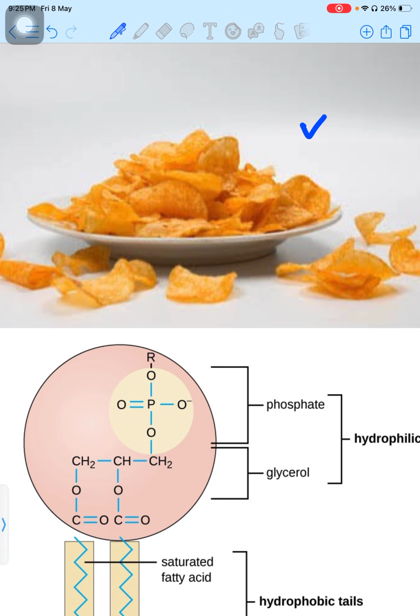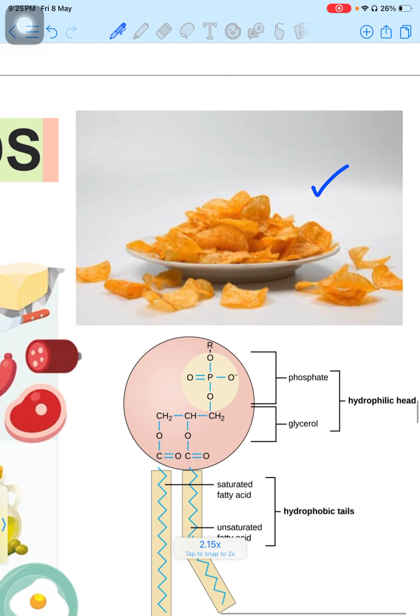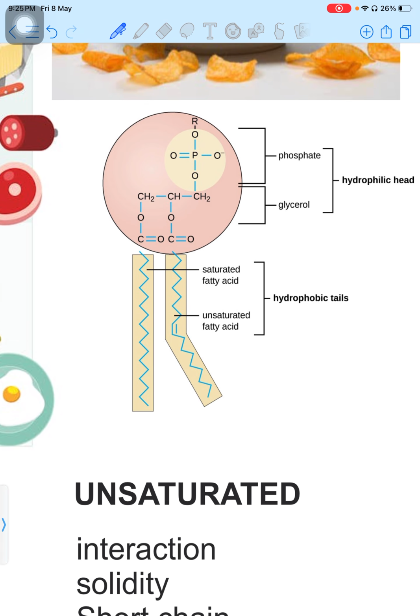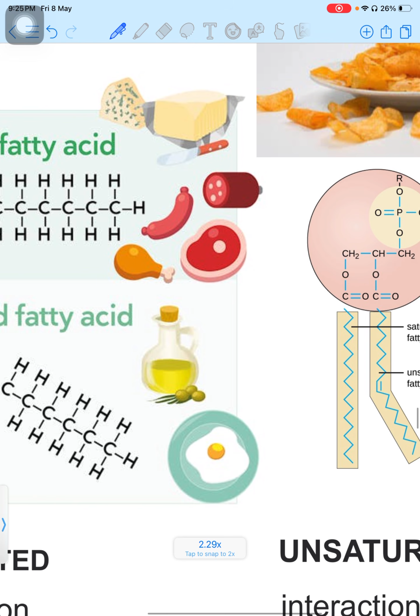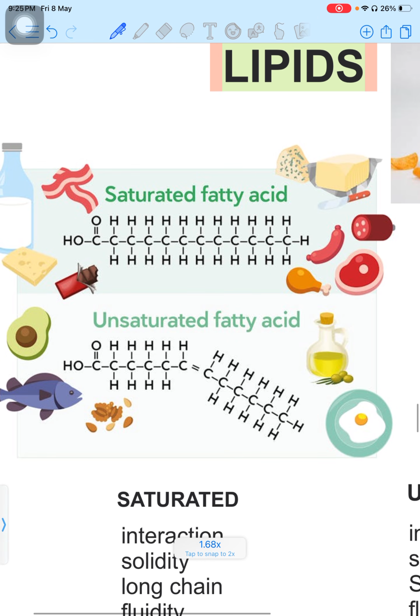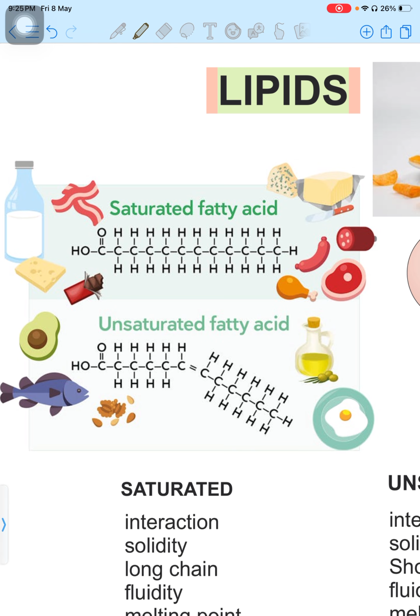Have you seen saturated or unsaturated fatty acid written on the chips packet? Let's try to understand what it is. We know the lipid is made up of a hydrophilic head and a hydrophobic tail. And when we compare saturated and unsaturated, they are examples of lipids: saturated and unsaturated fatty acid.